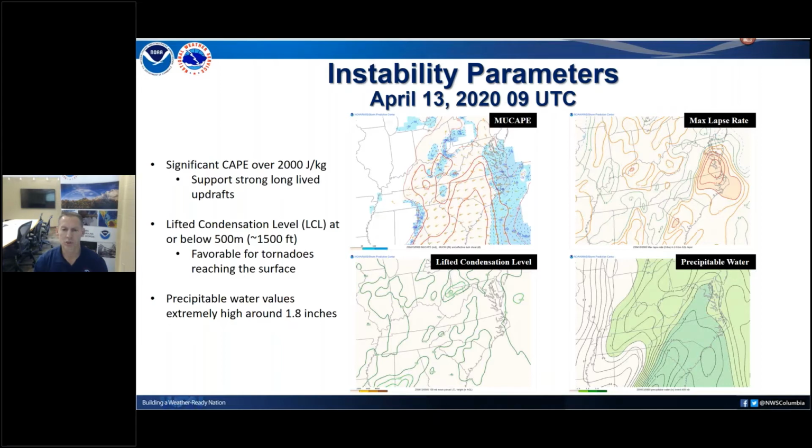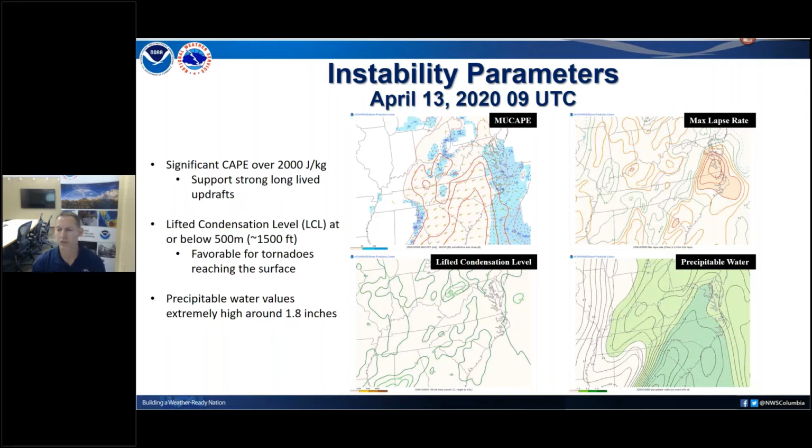If you look at the lower left-hand panel, this is the lifted condensation level. And basically, what we're pointing out here is when you have very low values of lifted condensation level, in this case at or below 500 meters, which is around 1,500 feet, that's a really favorable parameter for tornadoes to reach the surface.